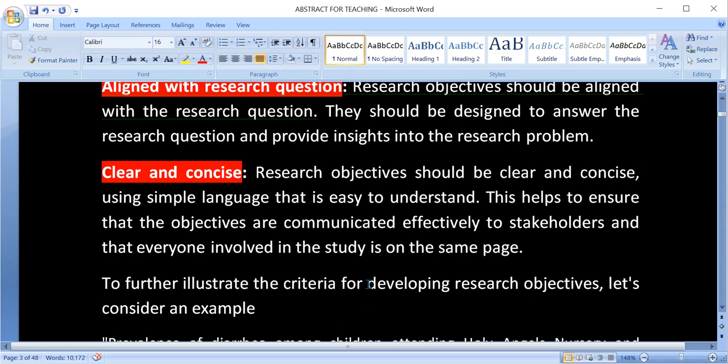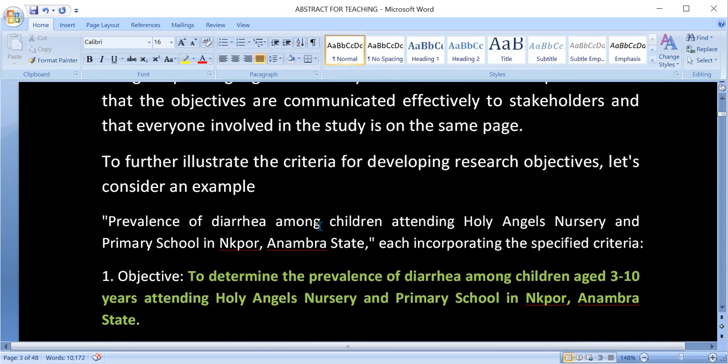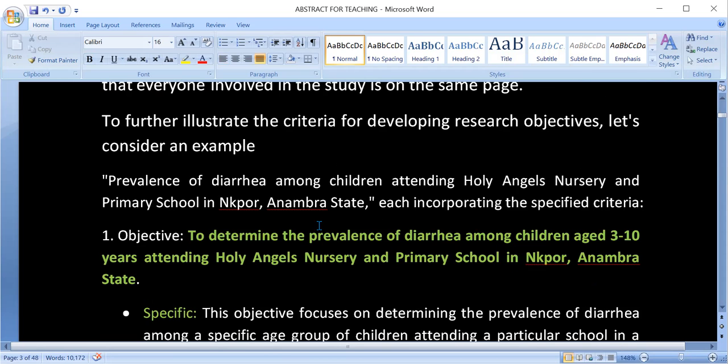Then the next is clear and concise. Research objectives should be clear, concise, and use simple language that is easy to understand. This helps to ensure that the objectives are communicated effectively to stakeholders and that everyone involved in the study is on the same page. To further illustrate the criteria for developing research objectives, let's consider an example. Let us use this research topic: prevalence of diarrhea among children attending Holy Angels Nursery and Primary School in Nkpor, Anambra State.